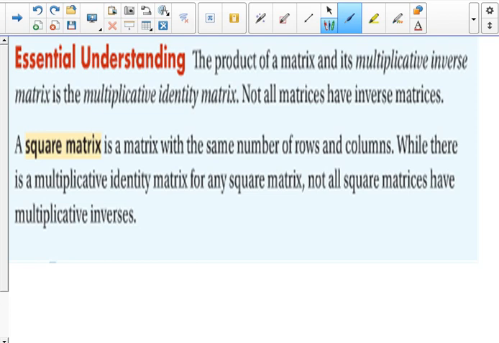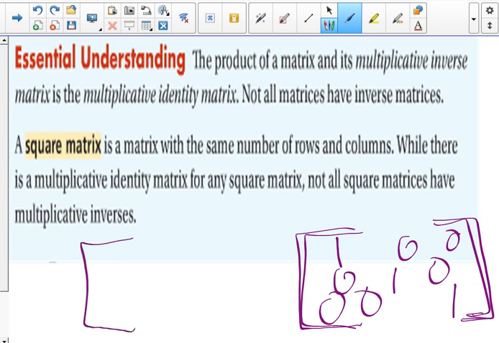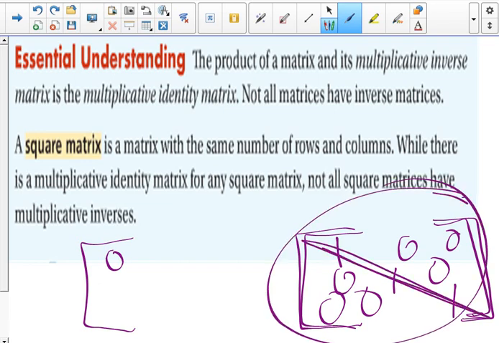So the product of a matrix and its multiplicative inverse matrix is called a multiplicative identity matrix. Now, what is the multiplicative identity matrix? It's a matrix that has ones on the diagonal and zeros everywhere else. On a 3 by 3, it looks like this one over here, where the ones are on the diagonal, zeros everywhere else. On a 2 by 2, it's going to look like, what?